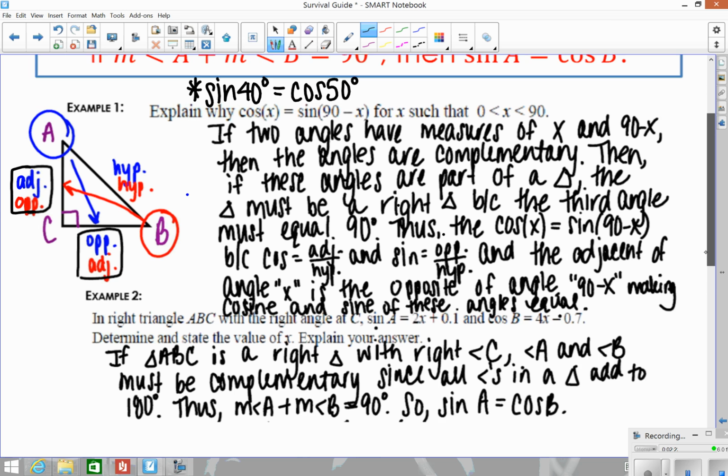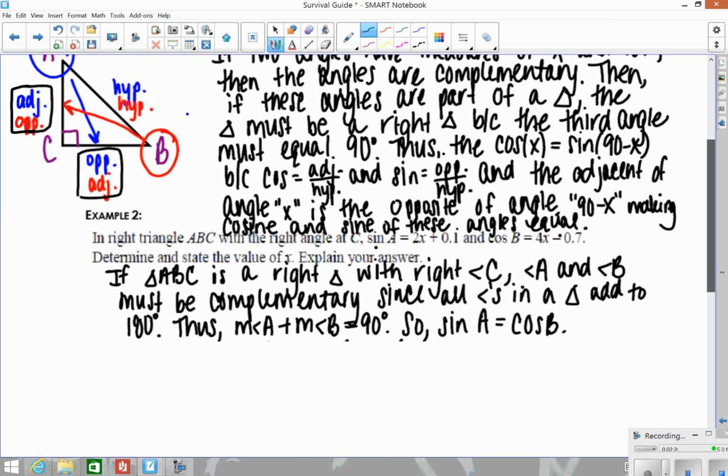The next example, I already started with the reasoning. It says, in right triangle ABC with the right angle at C, sine of A is 2x plus 0.1, and cosine of B is 4x minus 0.7. Determine and state the value of x and explain your answer. The first thing here is that if triangle ABC is a right triangle with right angle C, that means those other two angles, A and B, have to be complementary.